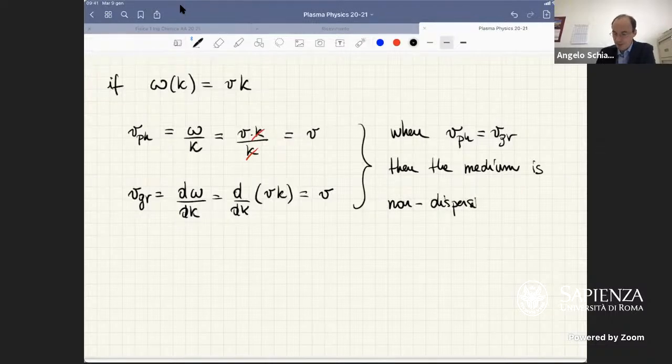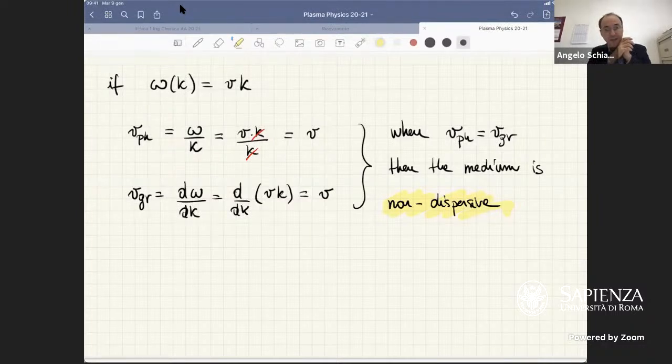What's the medium? It's the environment in which the wave is moving. For instance, the acoustic wave is moving in air. So the medium which is supporting the wave phenomenon is air.